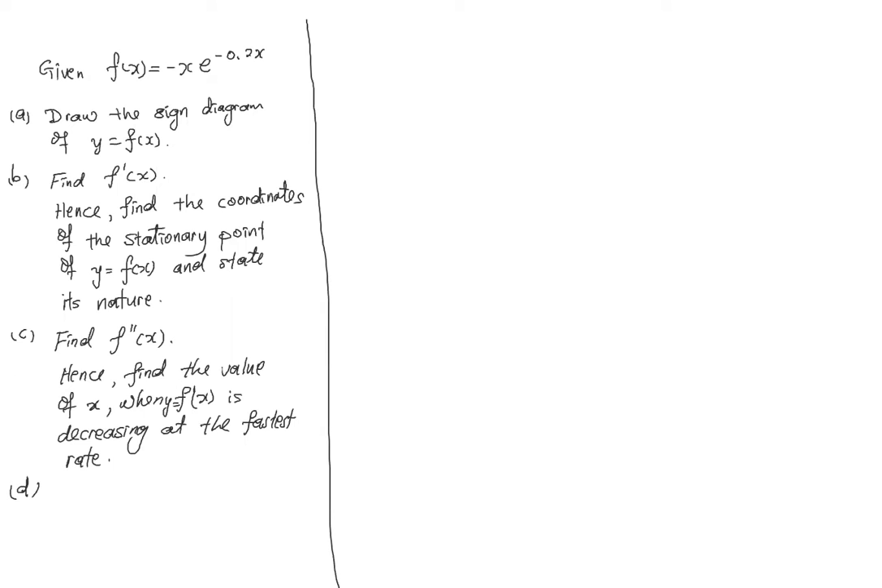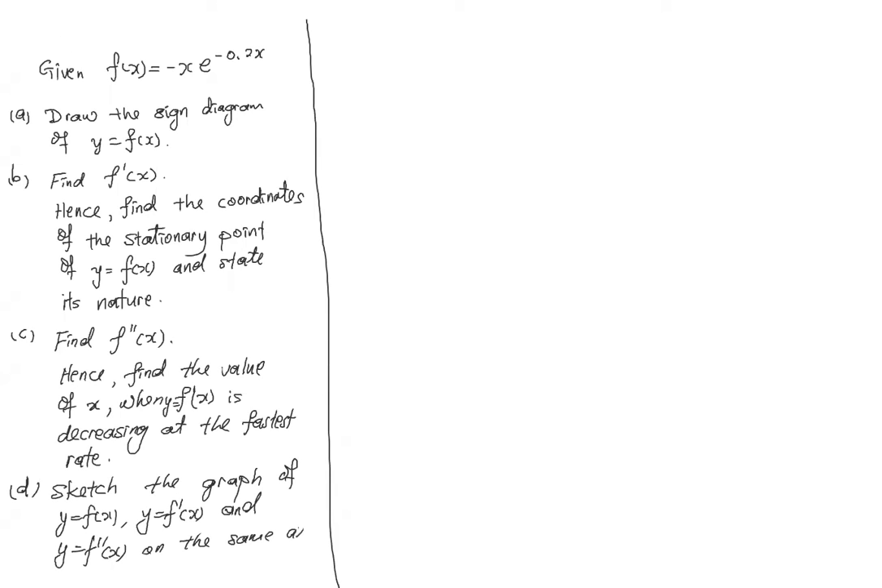D, sketch the graph of y equal to fx, y equal to f prime x, and y equal to f double prime x on the same axis, for x between 0 and 10. No, 10 is too small. 15.